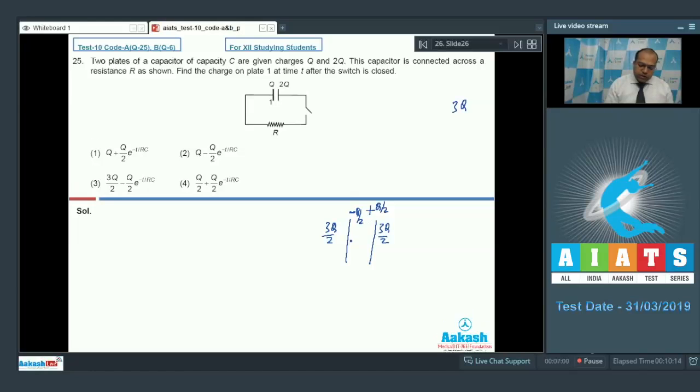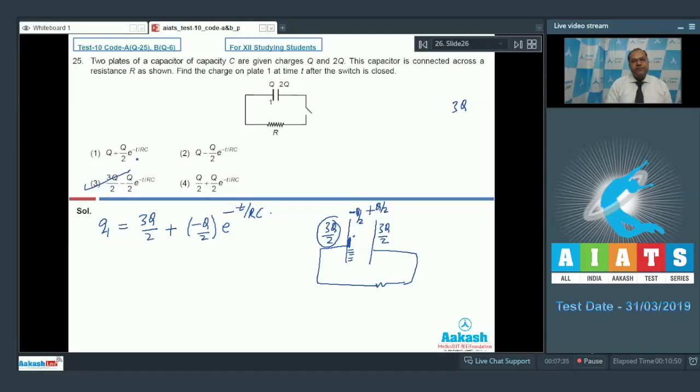So initially the charge on the inside surface is negative, and when they are connected by a resistor at t equal to 0, then the charge on this plate is given as Q1 at any time t as 3Q by 2. This is the charge on this plate, and the charge on this plate at any time t is given as minus Q by 2 into e raised to the power minus t by RC. So option 3 is the correct answer. Let's move to question number 26.